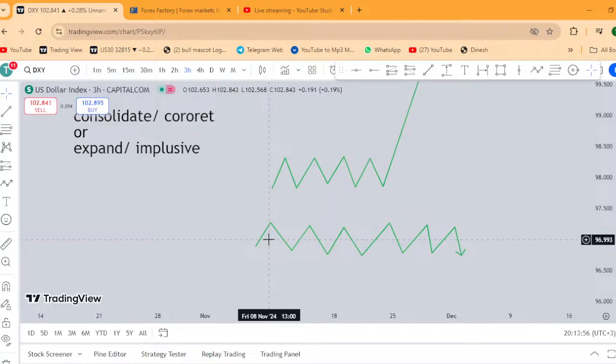So if I try to dig deep into such a condition, let me use this as an example. Let's say we want to buy gold.